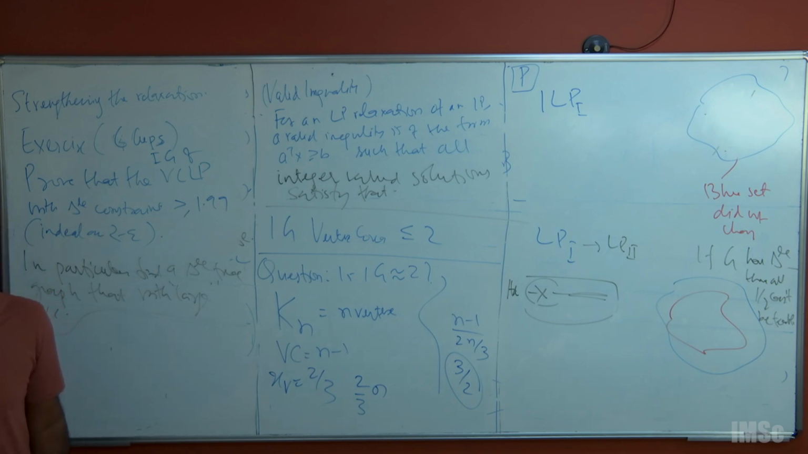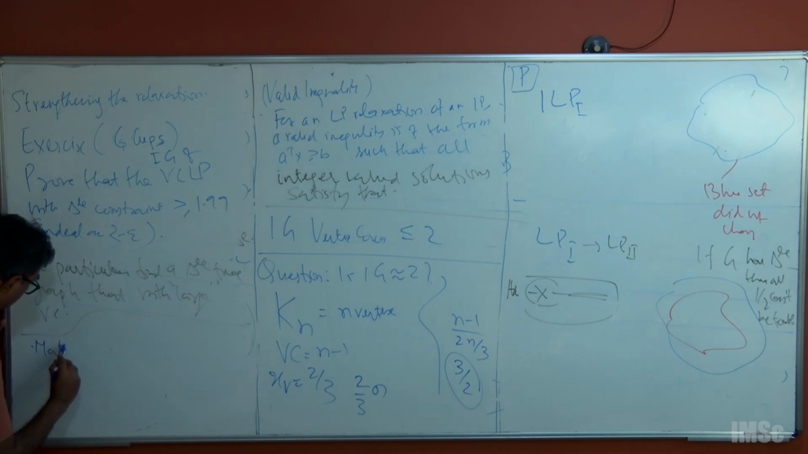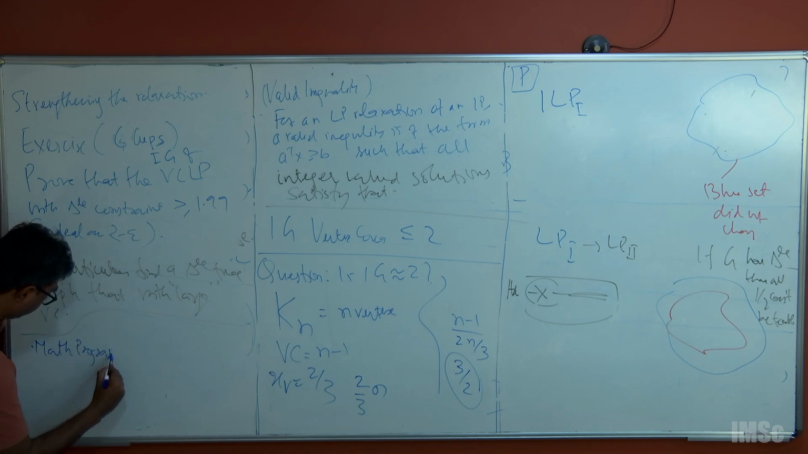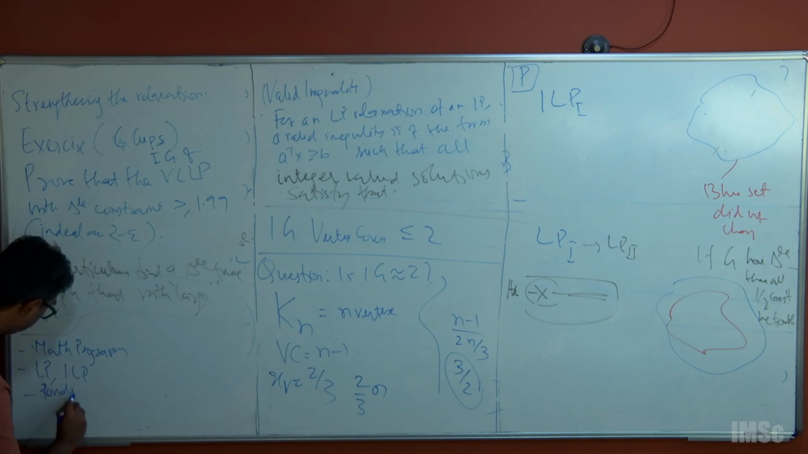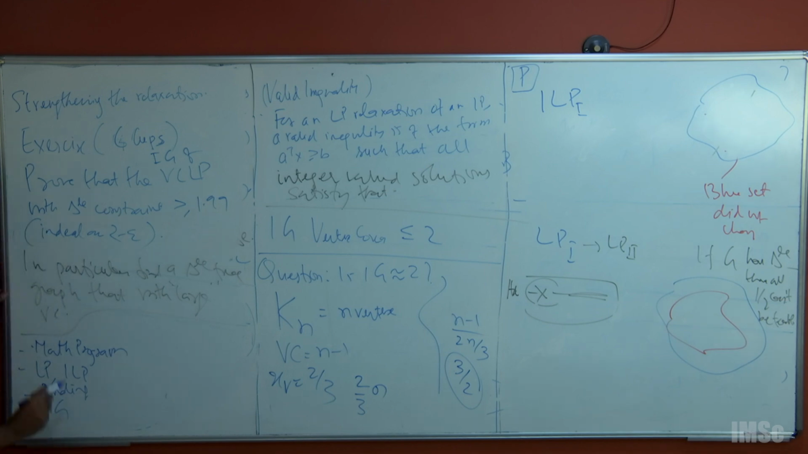Okay, so what did we learn? We learned a few things. What is a math program? That's one thing. What are math programs? What is ILP? We also learned the definition of rounding and integrality gap. Okay. Is that fine? In particular, find a triangle-free graph. Here, indeed, any 2 minus epsilon. This 1.99 has nothing specific.